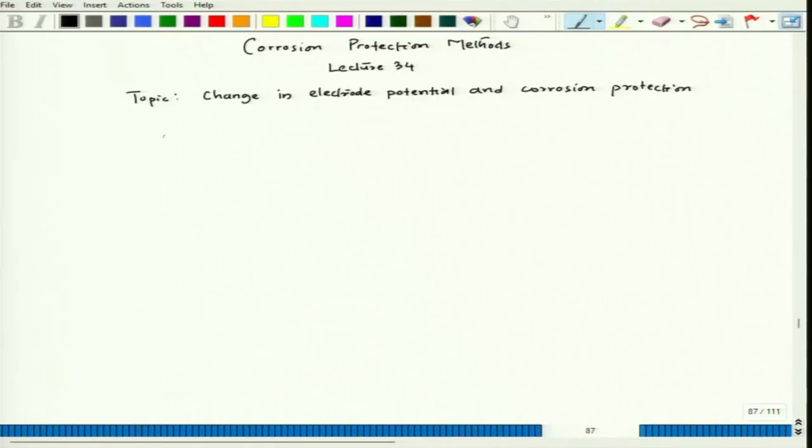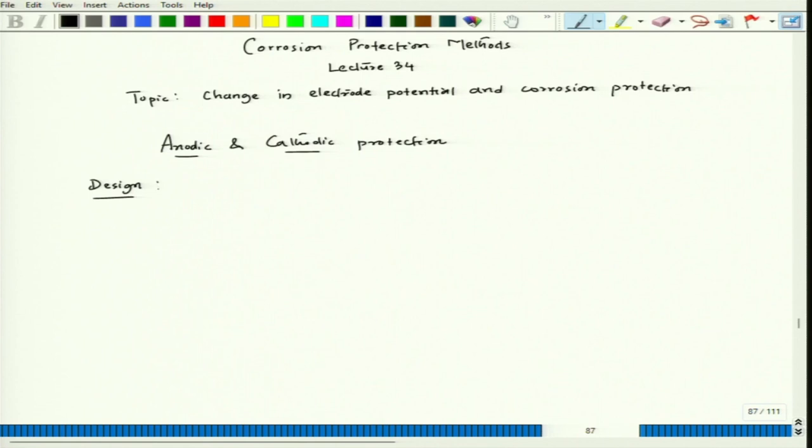So, let us look at some of the specific aspects of anodic and cathodic protection, and then we will go to the aspects of ICCP and sacrificial anodes. Both belong to cathodic protection. So, now if we try to look at the differences in anodic and cathodic protection, if we try to look at the arrangement part or design part.